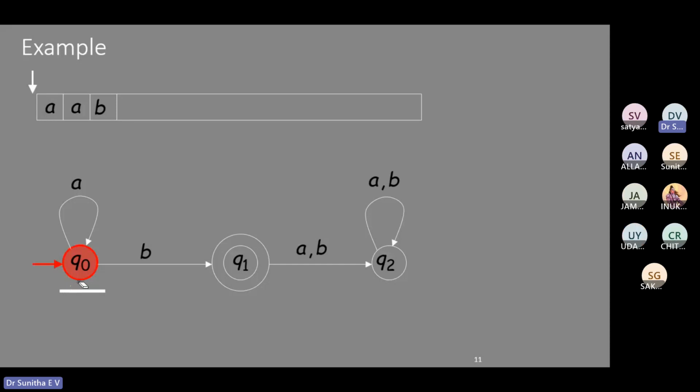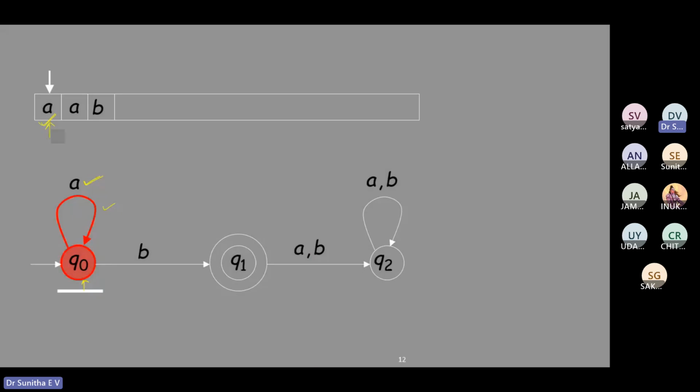We have the string AAB in our input tape, and the machine is about to read the input. Initially the machine is in Q0, the initial state. The transitions say that if the machine is in Q0 and the input is A, it will take this transition and remain in Q0 itself. If the input is B, it will take a transition from Q0 to Q1. If the machine is in Q1 and the input is A or B, it will take a transition to Q2. A comma B means A or B. And if the machine is in Q2 and the input is A or B, it will remain in Q2 itself. So that is the meaning of these transitions.